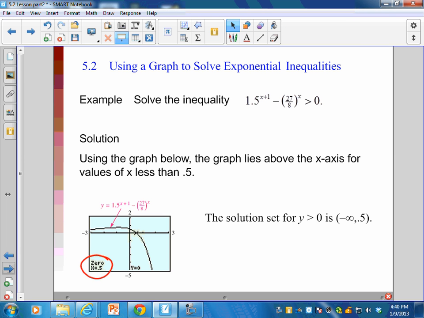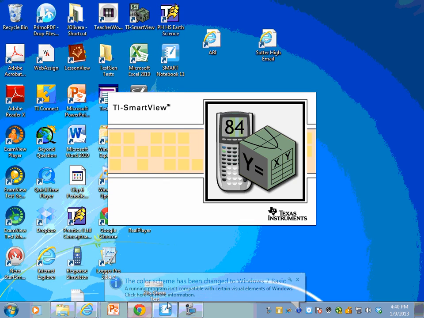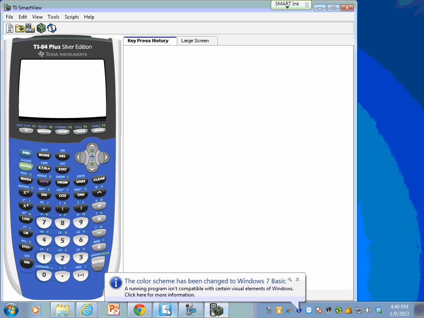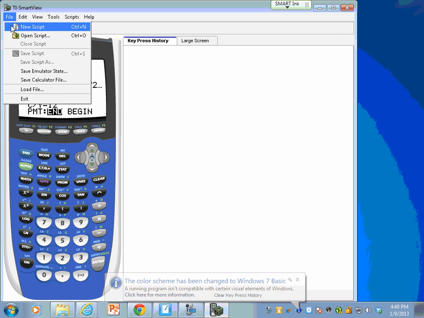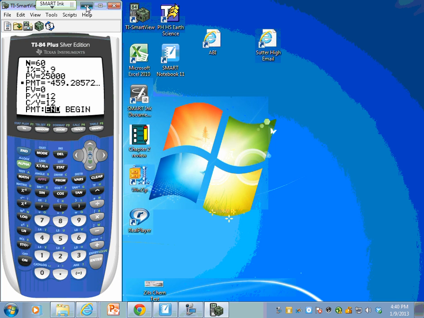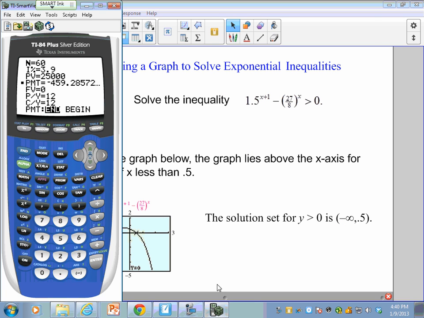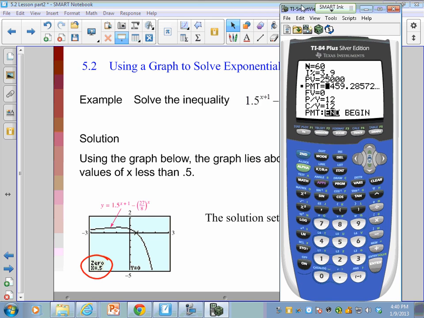Oh, I don't have the calculator going here. Let me get the calculator going on my computer here. I don't know why I don't have it going. Okay. All right.